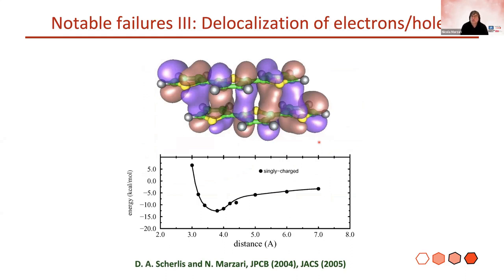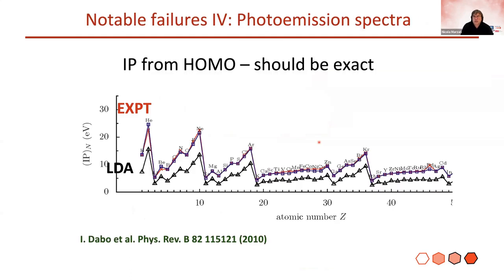Other flavors of failures: it tends to delocalize electrons a lot. So whenever you have, say, a self-trapped hole or a self-trapped electron, here we have a hole that should be self-trapped on one of these thiophenes, and instead it completely spreads out, and then the physics of the binding of this thiophene is completely wrong.